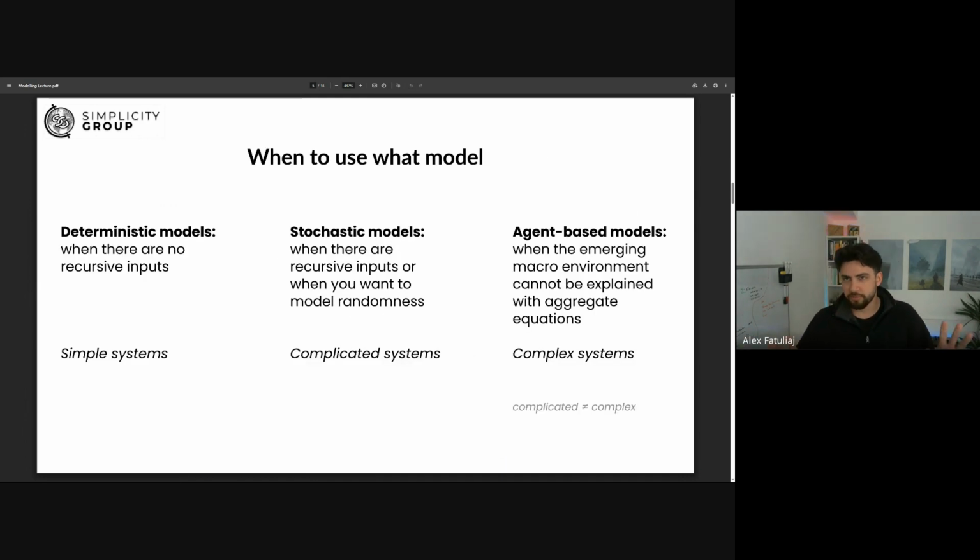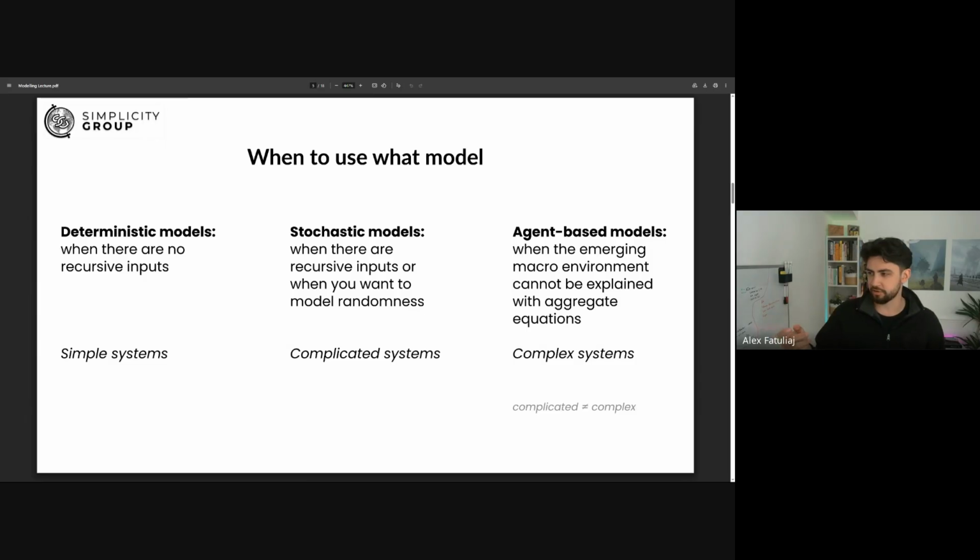But there are some cases when agent-based models are good. I'm not gonna lie there, but they're few and far between. Now, when to use what model? Again, to put it simply, deterministic models when there are no recursive inputs. So one input doesn't affect the other one, which impacts the first one in return. It's very straightforward, x equals y. Simple systems. Stochastic models are when you have recursion, or when you want to model that randomness.